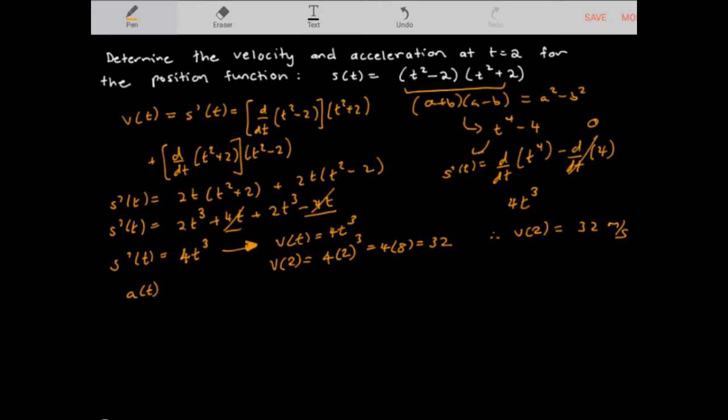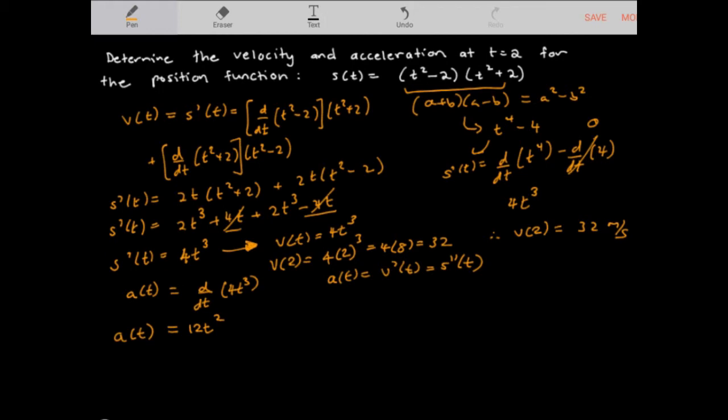Now, if we want to find the acceleration function, acceleration describes the rate of change of velocity. It is the derivative of 4t cubed, because we know that acceleration is the first derivative of the velocity function and the second derivative of the position function. So the derivative of 4t cubed gives me 12t squared. This is my acceleration function.